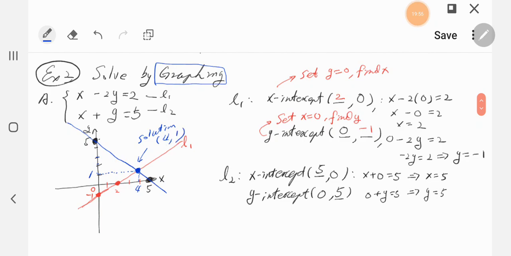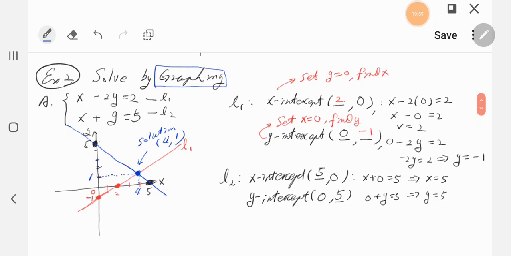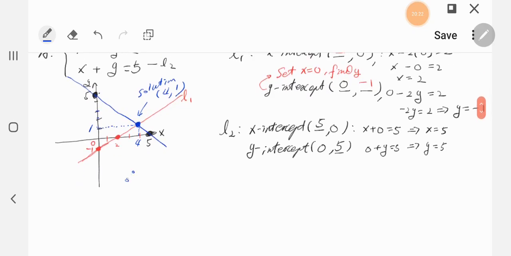Once you plug in 4 and 1 for the line 1 and line 2 equations, it should satisfy them. So do we have to check this? If x equals 4 and y equals 1, in the second equation, 4 plus 1 is 5. That is correct. For the first equation, x is 4, so 4 minus 2 is 2, right? So this is correct. Therefore, the solution is x is 4 and y equals 1. When you write a solution, we write it as an ordered pair.